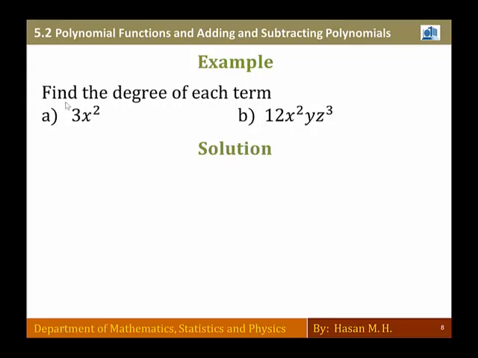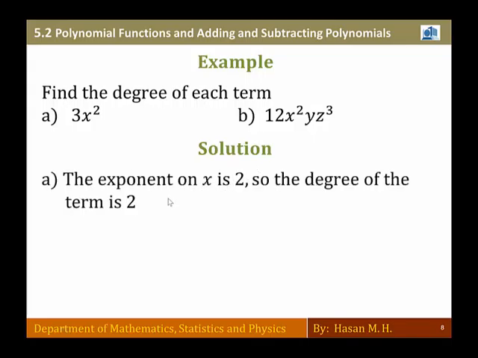Example: find the degree of each term. A: 3x squared. B: 12x squared y z cube. A. To find the degree of 3x squared, the exponent on x is 2, so the degree of the term is 2.